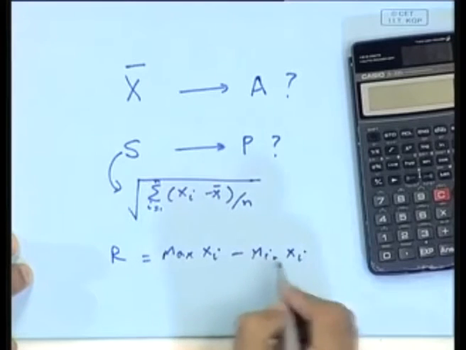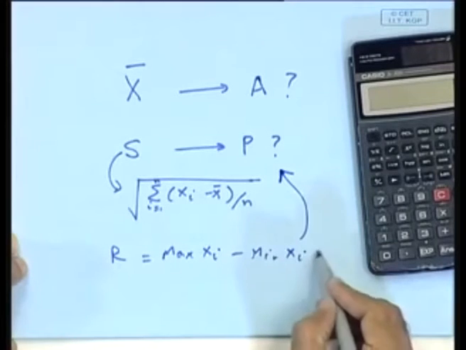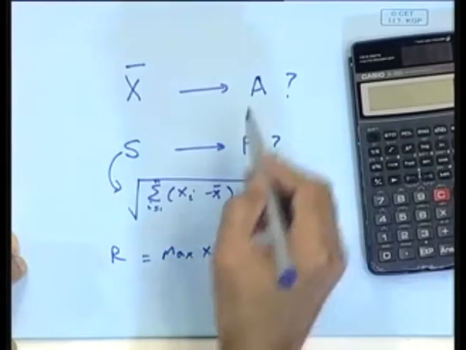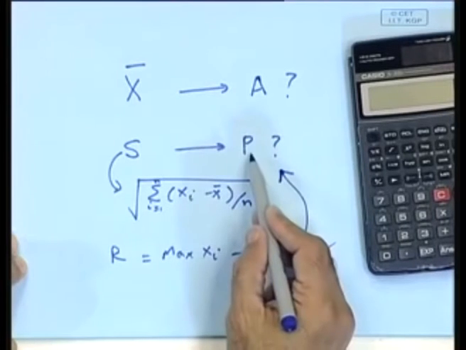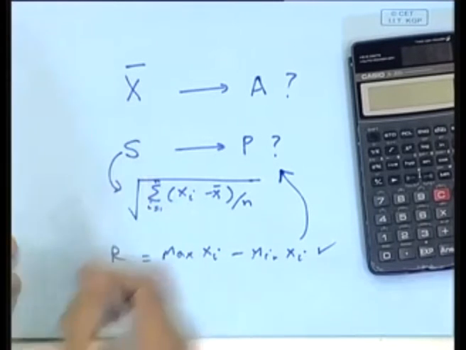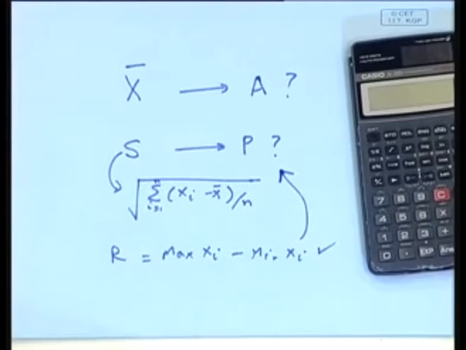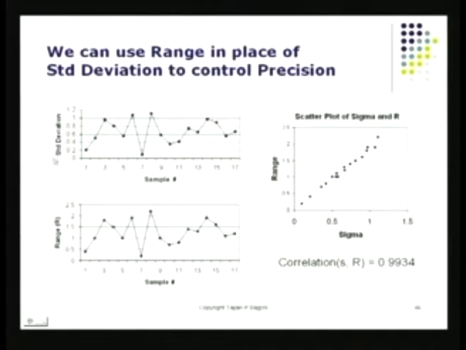And this will do the same job. It will also let you control precision just as S does. This will do the job just as good. So in fact, I can control accuracy using X bar chart. I can monitor precision by looking at the R chart. What is the link between these two? You might just say then, is there a correlation between these two? Let's look at some real data. I have on the screen here, the top chart is the S chart, the standard deviation chart. I've got my samples here, I've got the values there. For the same data, I calculated range, and they are like this. And notice how close these two are.